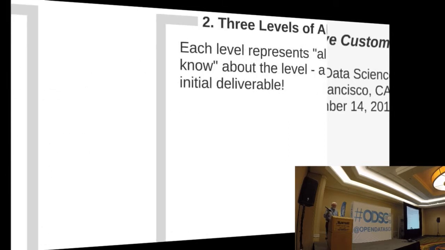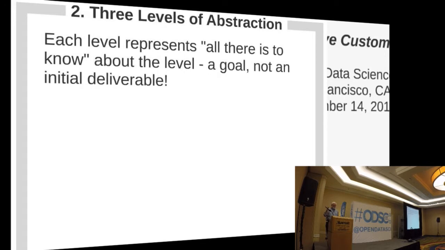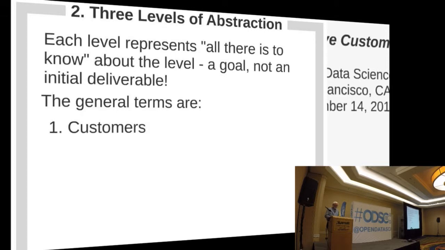3 levels of abstraction. So on each level of abstraction, the goal is to know everything there is to know about that level of abstraction. That's the goal. That's not what we're going to deliver initially. And it's going to expand as we use the system and as our needs evolve. So as I said, we have customers, orders, and consumption.